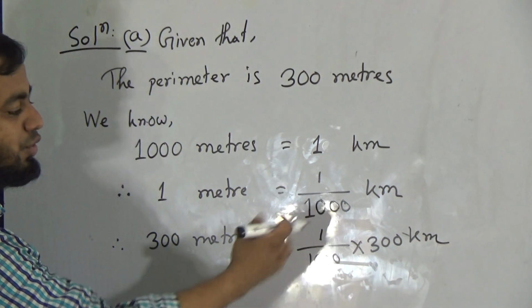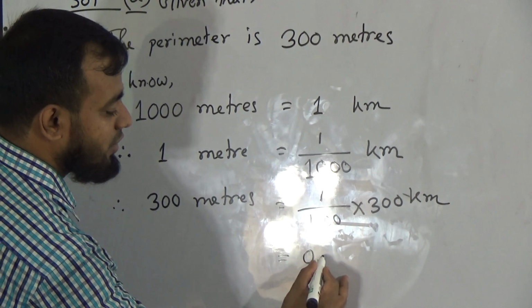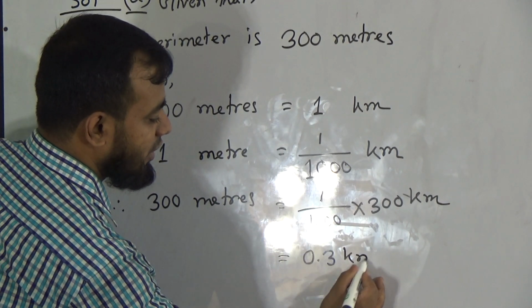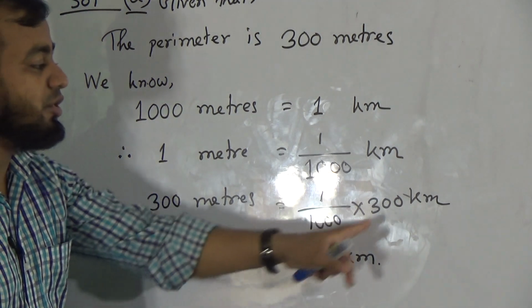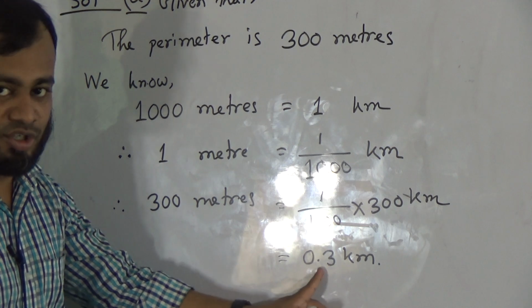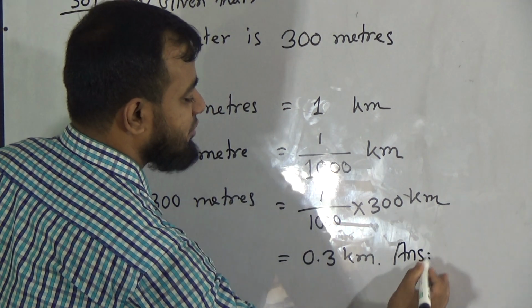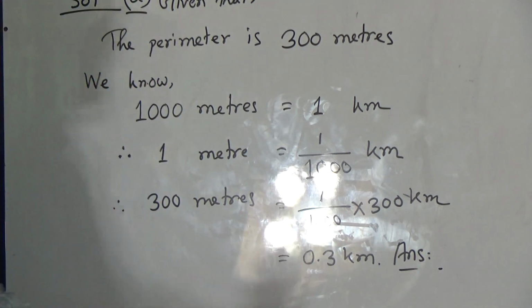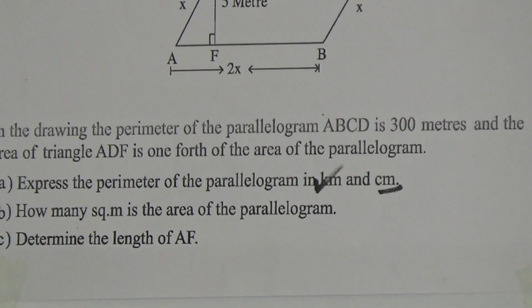And if we do this multiplication, we will have 0.3 kilometer. You can use the calculator to do this multiplication, division. 300 divided by 1000 will be 0.3 kilometer. It's our answer for the first part of activity A. And the second part is we need to convert this also into centimeter. Kilometer is done. Now I am converting this one into centimeter.